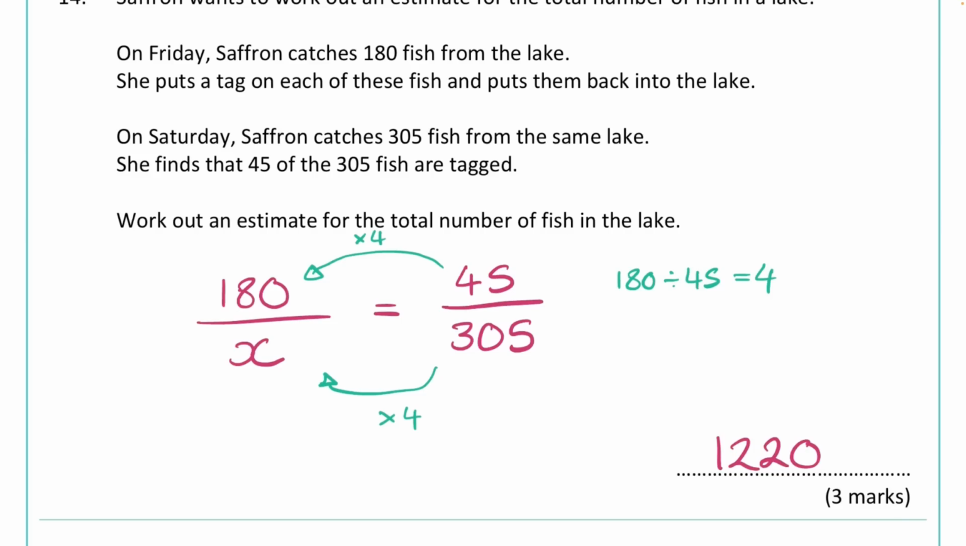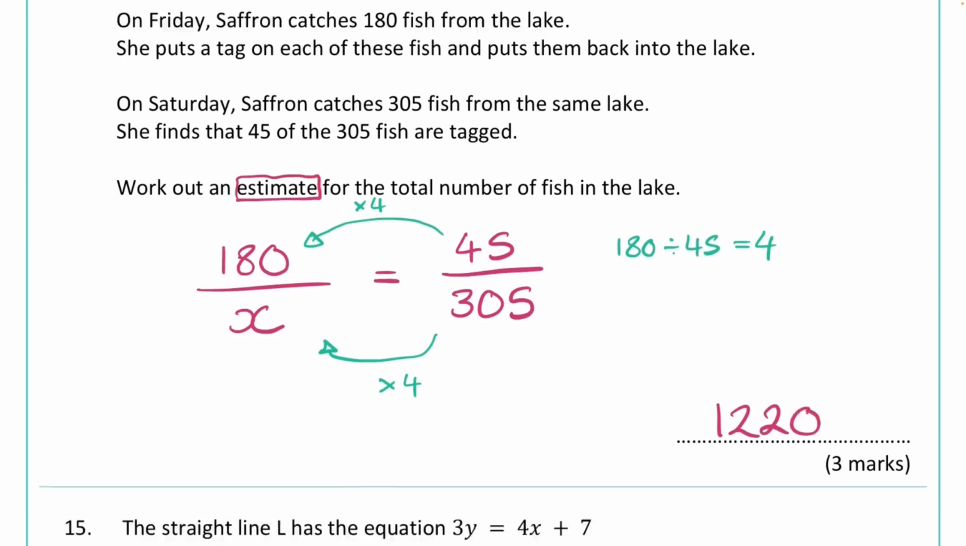Of course, this is only an estimate because things can happen in this process. For example, the fish are having tags put on them, and some of those tags could have fallen off in between the two captures. So we are assuming things like that haven't happened. We're assuming that the tags have not fallen off, otherwise that could have affected our answer.